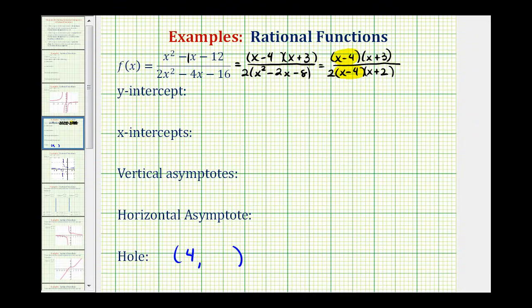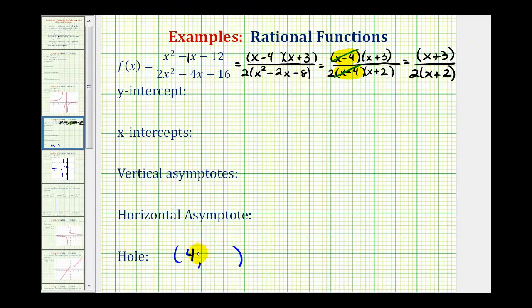Once we know this, we can go ahead and simplify the function, meaning simplify out this common factor, leaving us with the function, the quantity x plus 3, divided by 2 times the quantity x plus 2. The graph of this simplified function will be exactly the same as the graph of the original function, except there will be a hole at x equals 4.